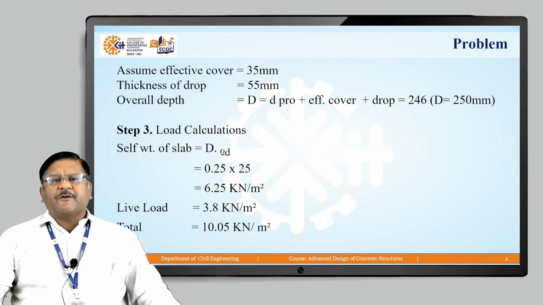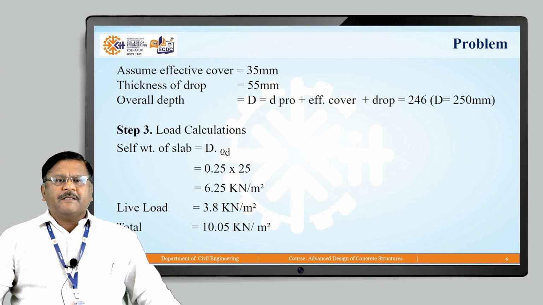Next, assume the effective cover 35 mm. Assume the thickness of drop is equal to 55 mm. Therefore, the overall depth of slab, capital D, is equal to small d provided plus effective cover plus drop, which is equal to 246 mm. So make it round, 250 mm.